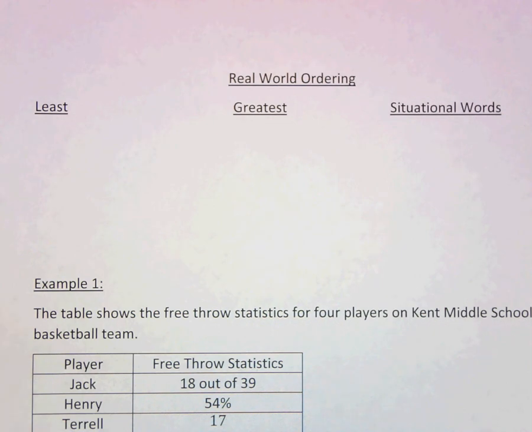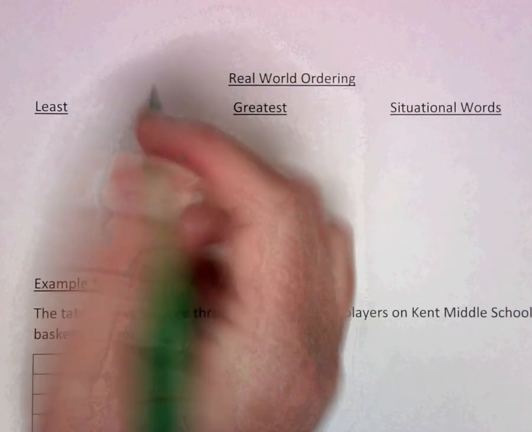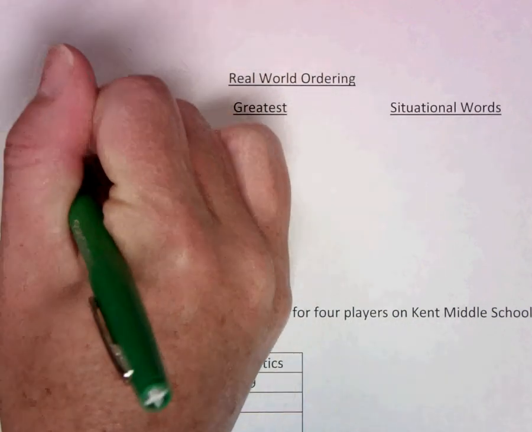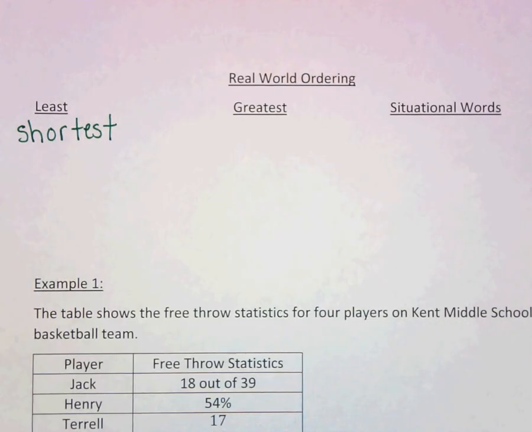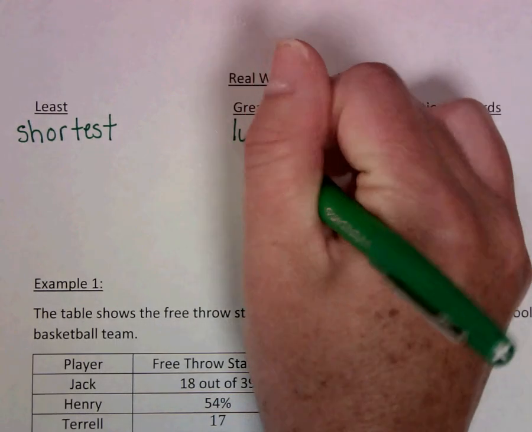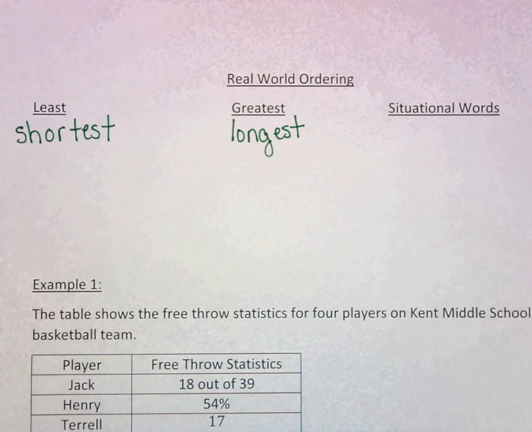than, least to greatest. Okay? So one example of a different word that might mean least is the word shortest. Because we know if we're talking about the shortest person or the shortest way to drive somewhere, we're talking about the lowest or the least number. And then the opposite of that would be the longest, right? Because that's obviously going to be a larger number.